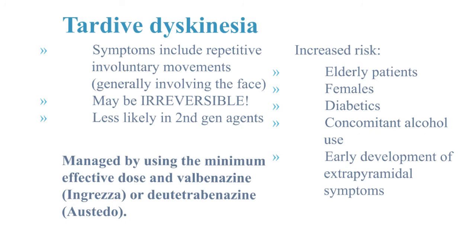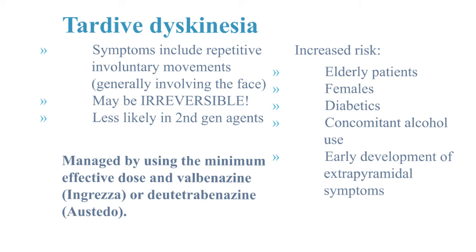Tardive dyskinesia is probably the most problematic of the antipsychotic medications. Symptoms would be something like a repetitive involuntary movement, usually again involving the face and the head. The problem with this type of side effect is that it may be irreversible. We can stop giving the medication if the patient experiences these symptoms, but in some cases, the patient still exhibits this adverse effect even after the agent is discontinued.